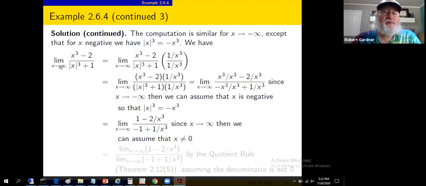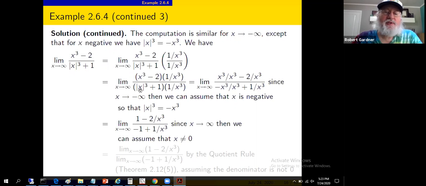Let's see, actually there's typos throughout this. X is approaching negative infinity here. I'm a victim of cut and paste. X is approaching negative infinity. So we're taking x to be negative. You can simplify, you can cancel the x cubes over x cubed, x approaching negative infinity. So x is non-zero. So cancellation is justified.